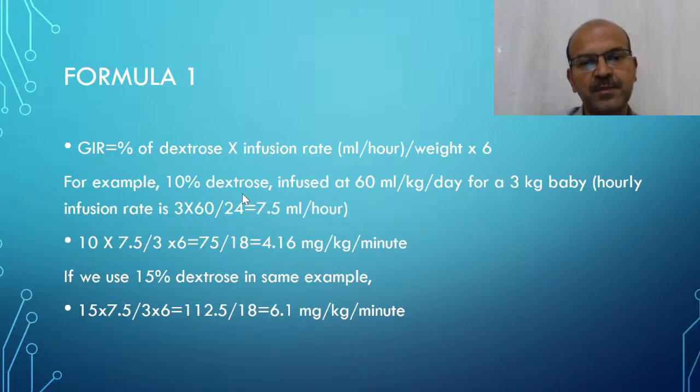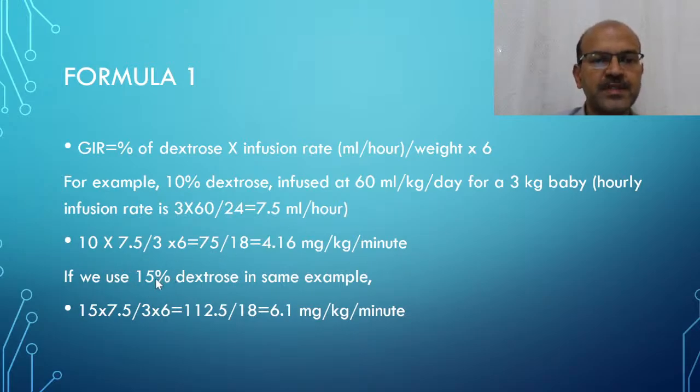For example, if 10% dextrose is infused at 60 ml per kilo per day for a 3 kilo baby, the hourly infusion rate will be weight times ml per kilo, so 3 times 60 and then divided by 24, which will be 7.5 ml per hour. But once you have this infusion rate, you just have to multiply the dextrose strength, in this case 10%, times 7.5 ml per hour divided by the weight of 3 kilo times 6. So 75 divided by 18 is 4.16 milligram per kilogram per minute.